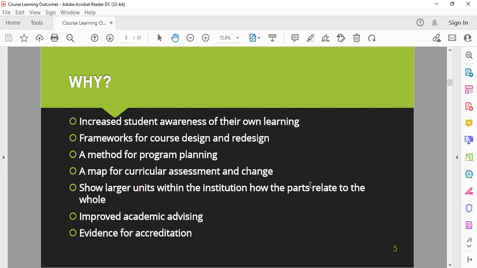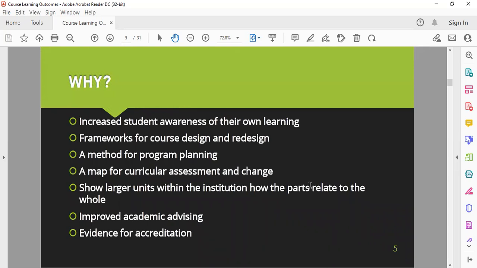The second one is frameworks for course design and redesign. On what basis do we design our courses? On the basis of the outcomes. Redesigning courses, again, is dictated or guided by course learning outcomes. So we cannot think of any course designing or redesigning without considering learning outcomes as, you can say, the major motivator behind this.